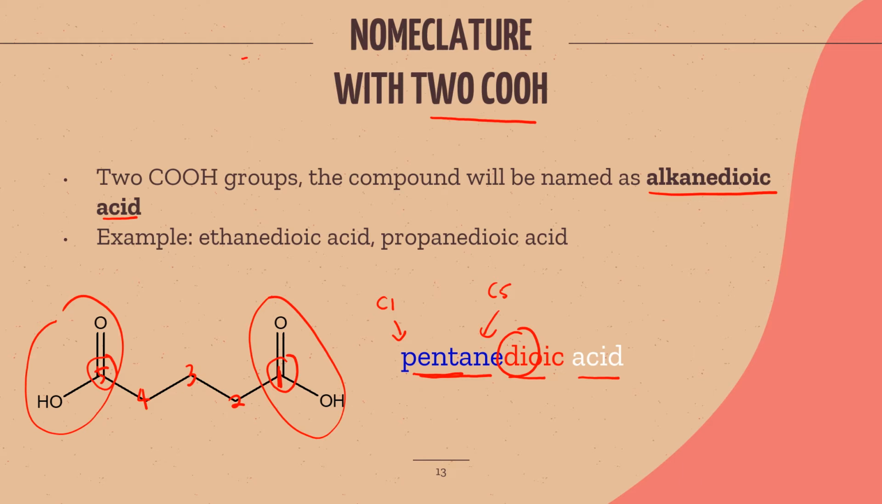Okay, kerana kedudukan of the carboxyl mesti berada di hujung, sama ada hujung di sebelah kiri ataupun hujung di sebelah kanan of the parent chain. So, it is not necessary to indicate the location of the carboxyl carbon in the parent name.